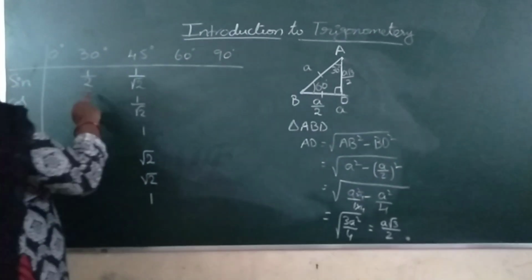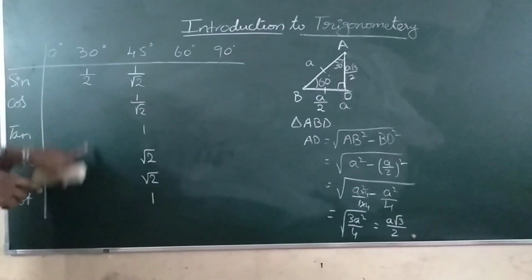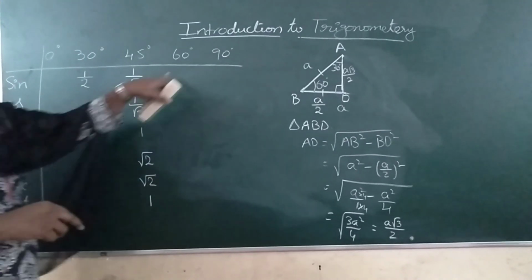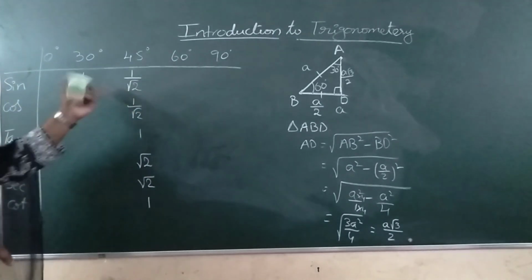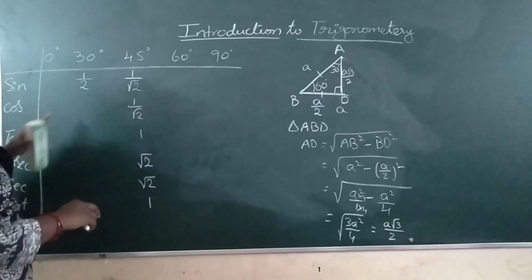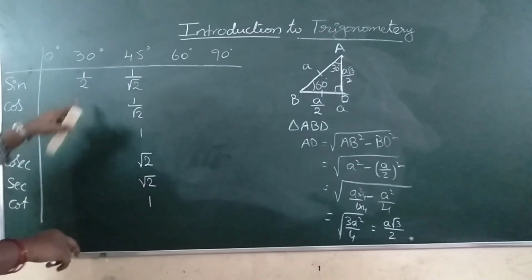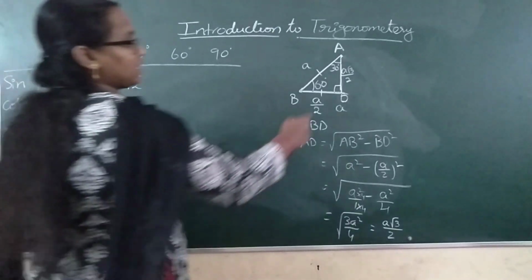Now cos 30. You can fill all the 30 degree ratios first and then go to 60, or fill sin 30 and sin 60 together and then the remaining values. Anyway, it is fine. I am talking about 30 degree now, so let me fill all the ratios for 30 degree. Sin 30 I have done. Now cos 30. What is cos 30?